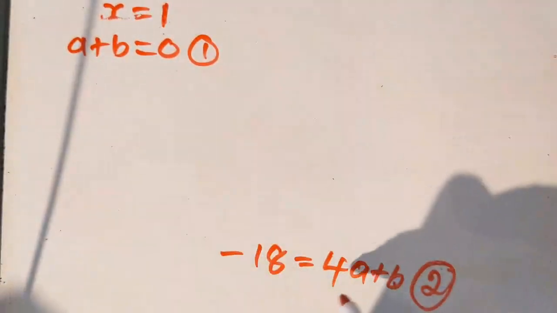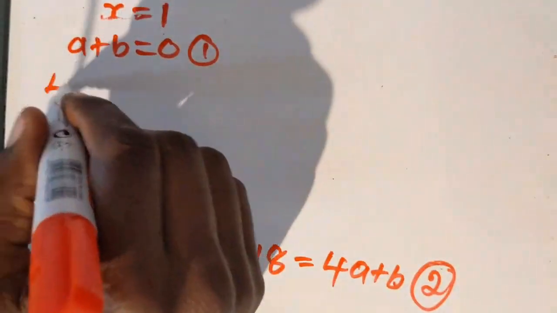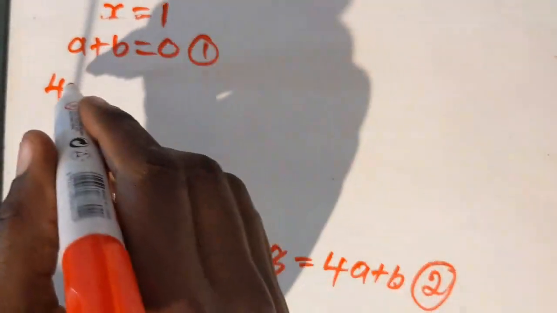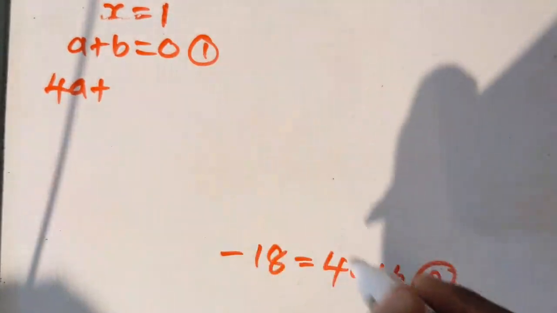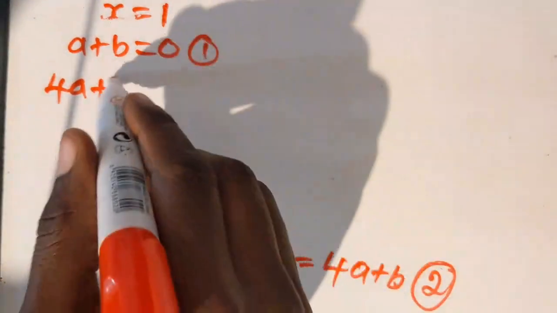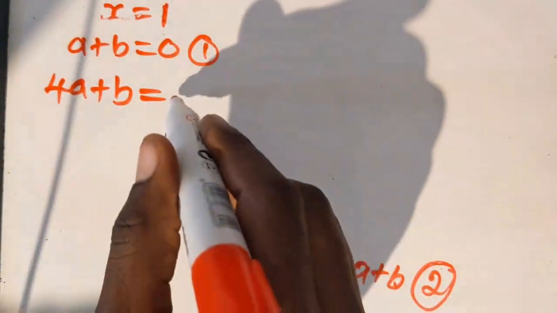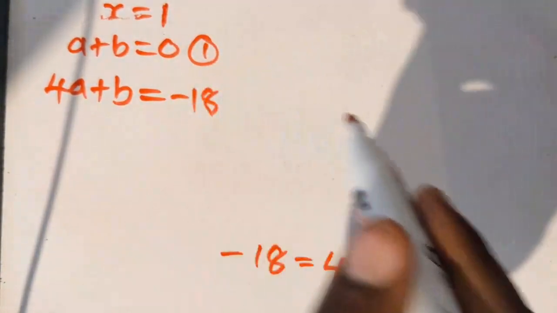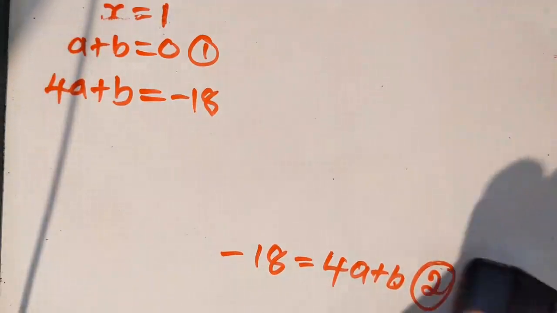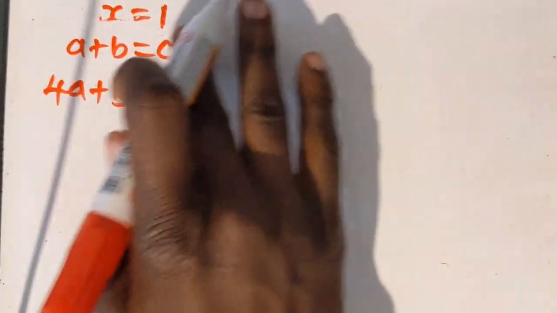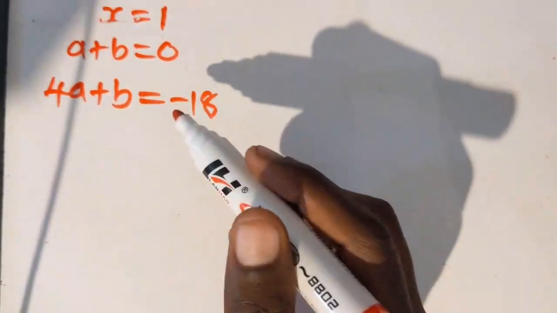So we have this, which is 4a plus b, then is equal to what? Negative 18. So negative 18, that is our second equation. So we can solve them simultaneously. So these are the two equations.